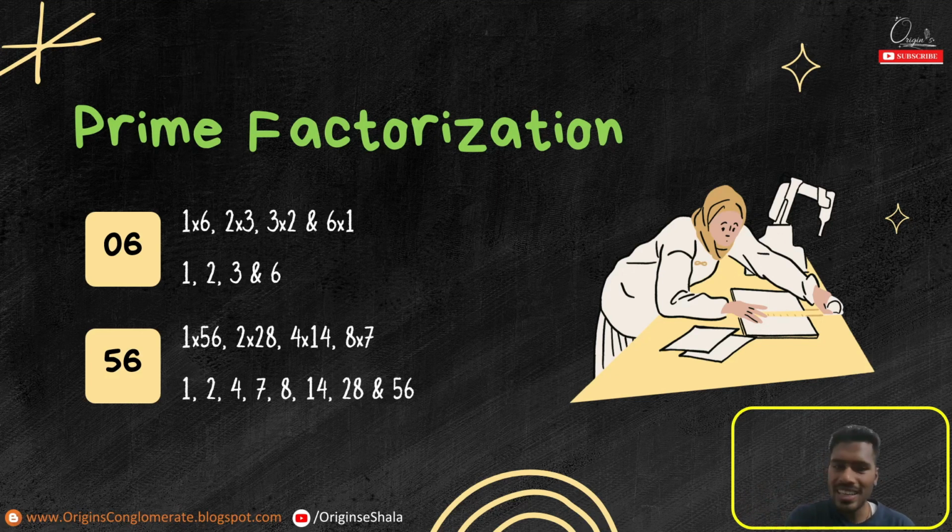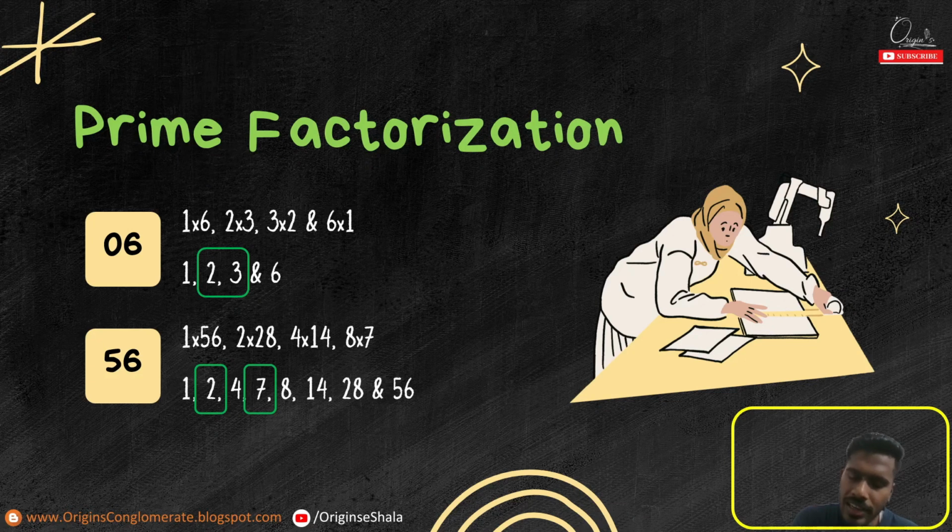As we have done, factorization is nothing but finding factors of a number. We have already done it for 6 and 56 in the last sessions. So I just need to do prime factorization. Out of all these factors, I know for sure that 2 and 3 are prime numbers. Similarly for 56, 2 and 7 are prime numbers. Apart from these numbers, none of them are prime. And this is my prime factorization.